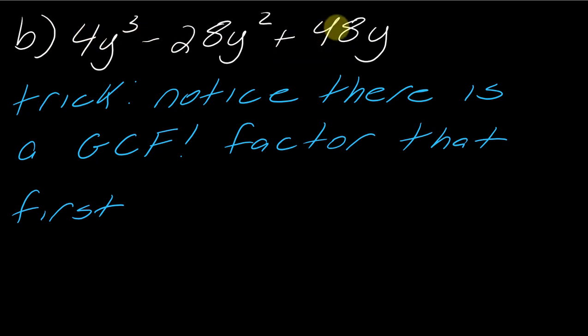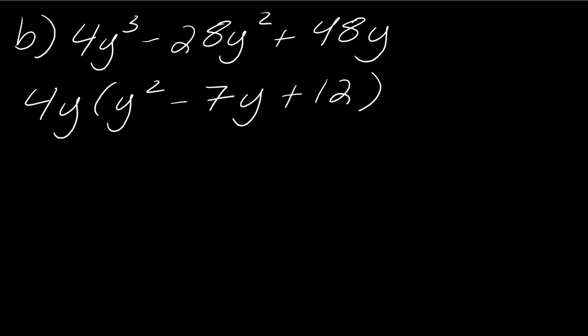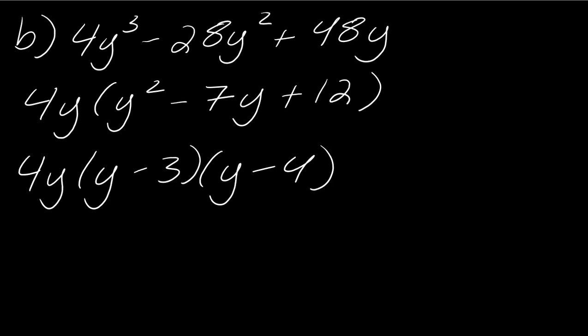Notice, just take a moment to always pause and always ask yourself first, is there a GCF? Since there is a GCF, I'm going to factor that out. So if I factor out the 4y, what am I left with? Now I'm left with y squared minus 7y plus 12. So this can 100% be factored much more easily than this monstrosity here, right? So always watch out for that GCF because it might make a trinomial that looks super hard actually a lot easier. And so then I can finish factoring this as 4y, y minus 3, y minus 4.